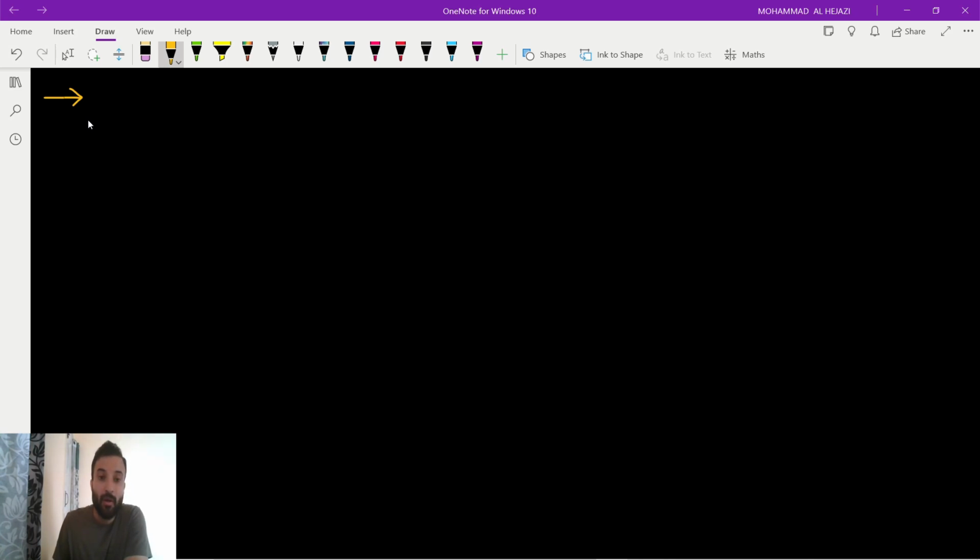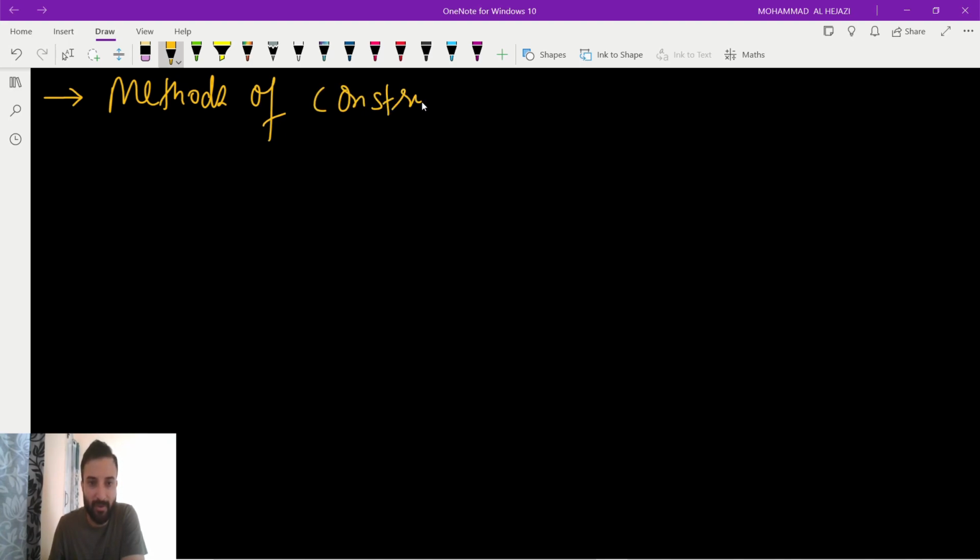Okay. Now guys, there are lots of methods for constructing index number. So just remember the method names. No need of remembering anything else. Just remember the method name. Whatever I am giving here, remember it. Now we will write the heading: Methods of constructing index numbers.